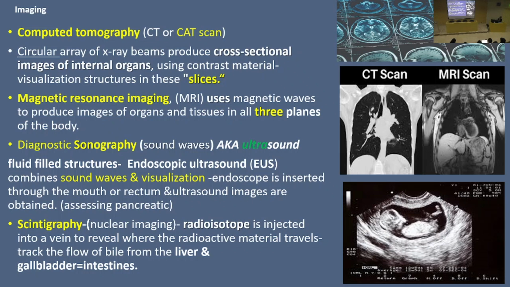They're the words that you're going to be looking for in your final. What imaging creates slices or cross-sections? That's a CT scan. Magnetic resonance imaging, that's your MRI. So it'll ask you what imaging uses magnetic waves. I think that's a super easy question. Or it'll say what imaging procedure gives you all three planes of the body.